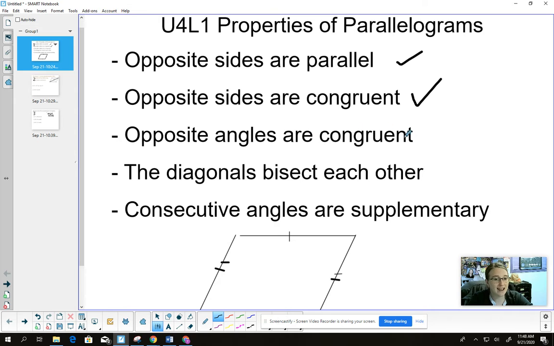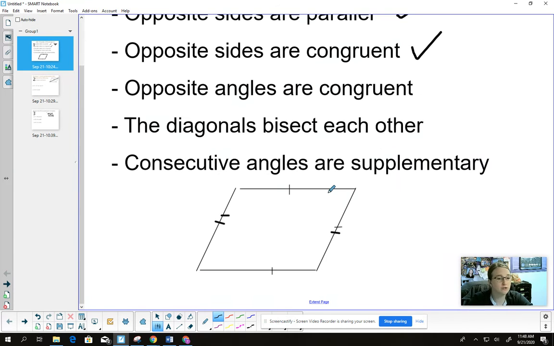Now we have opposite angles are congruent. So this is just special things about parallelograms. Opposite angles means if you cut through the middle of the parallelogram, those angles on opposite corners are congruent. So this angle would be congruent to this one. Those are opposite through the parallelogram. And then these ones are congruent as well, opposite through the parallelogram.